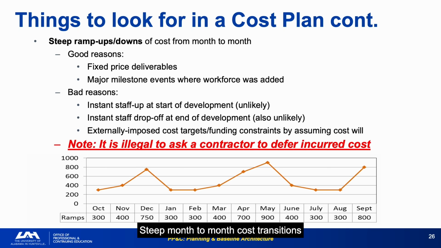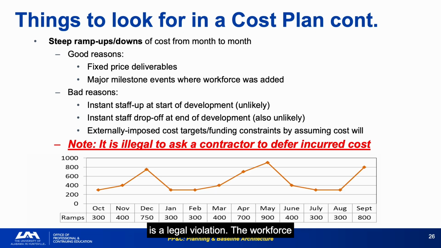Steep month-to-month cost transitions have legitimate causes: fixed-price deliverables and major milestones. They also have illegitimate causes: instant workforce startup and shutdown assumptions, and externally imposed cost constraints that are simply assumed away. It is illegal to ask a contractor to defer incurred costs. If a steep ramp down is achieved by having the contractor delay billing for work already performed, that's not cost management. It is a legal violation.